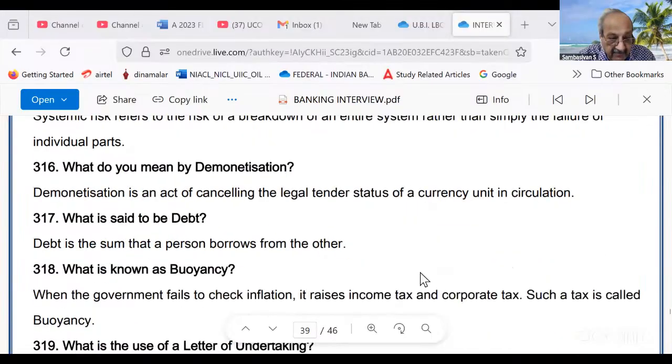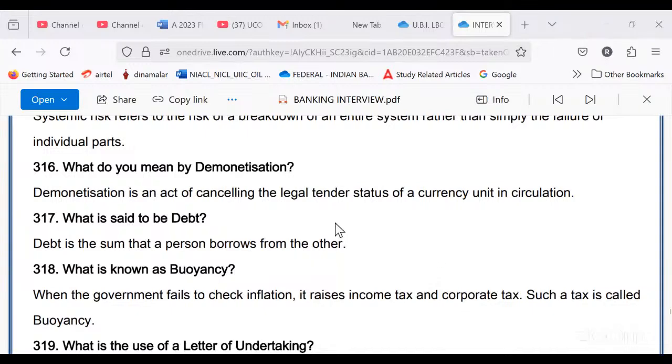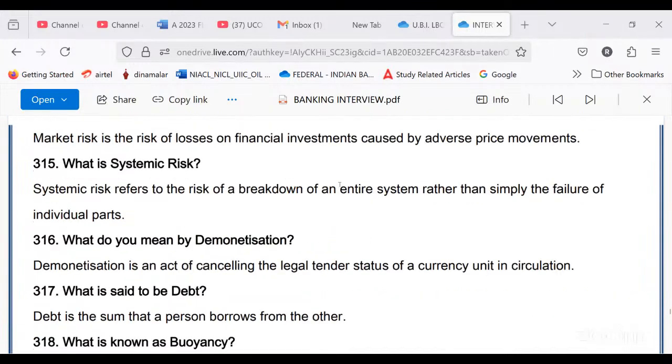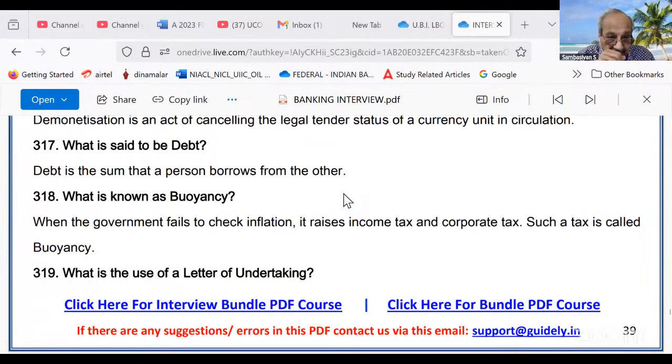Now please read 316. What do you mean by... This is not required. They may not ask you this. Go to 317. What is said to be debt? Debt is a sum that a person borrows from the other. Very good. Next.